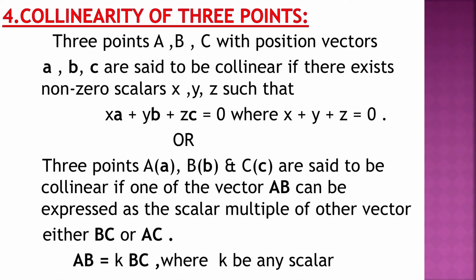Again, collinearity of 3 points. If 3 points have position vectors A, B, C, then they are said to be collinear if there exist non-zero scalars x, y, z such that xA plus yB plus zC is equal to 0, where x plus y plus z is equal to 0. Another way of testing collinearity: 3 points are collinear if one of the vectors can be expressed as a scalar multiple of the other.